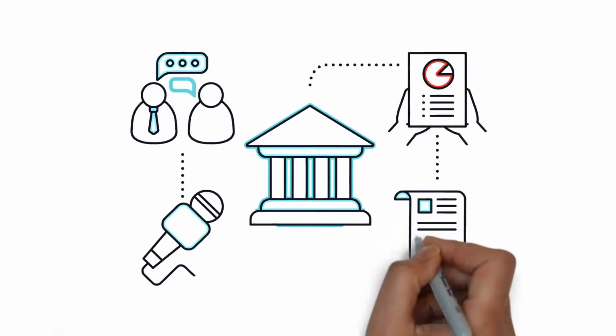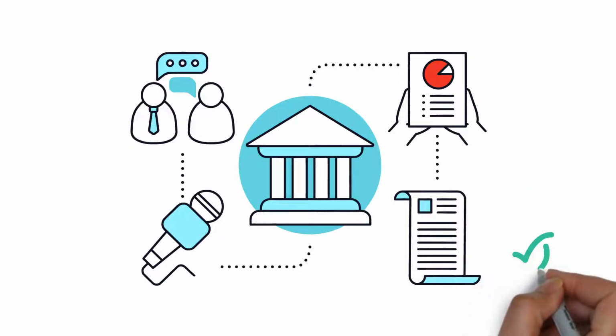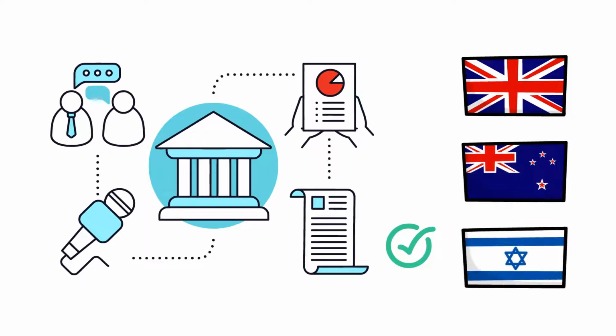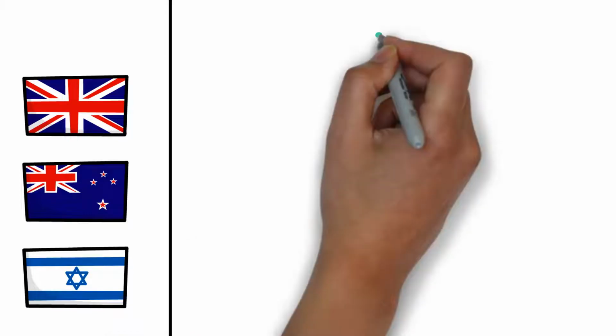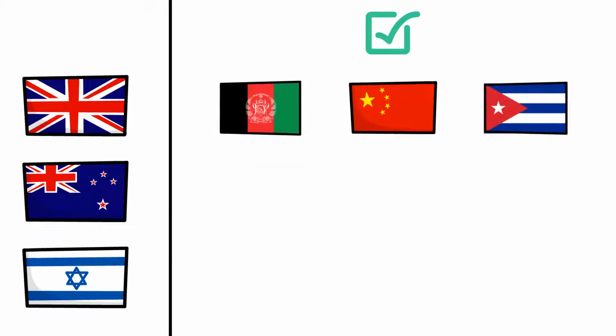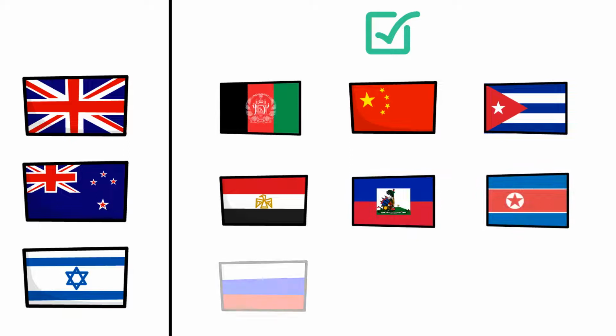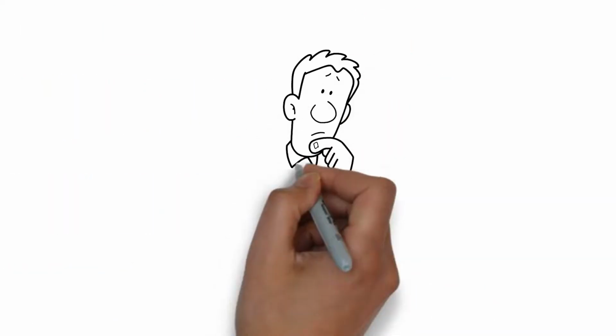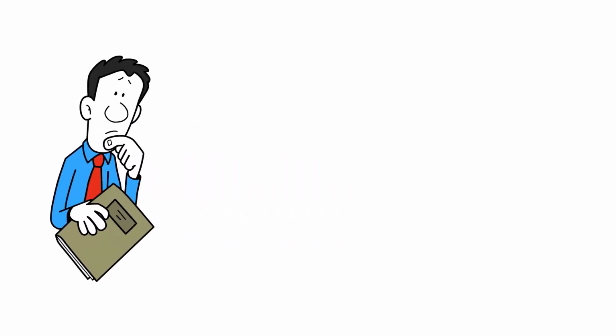All across the democratic world, the vast majority of nations now have written constitutions. The UK, New Zealand, and Israel are the notable exceptions. But at the same time, many non-democratic and authoritarian nations also have constitutions. Examples include Afghanistan, China, Cuba, Egypt, Haiti, North Korea, Russia, Rwanda, and Yemen. So if constitutions don't guarantee democracy, what purpose do they actually serve?